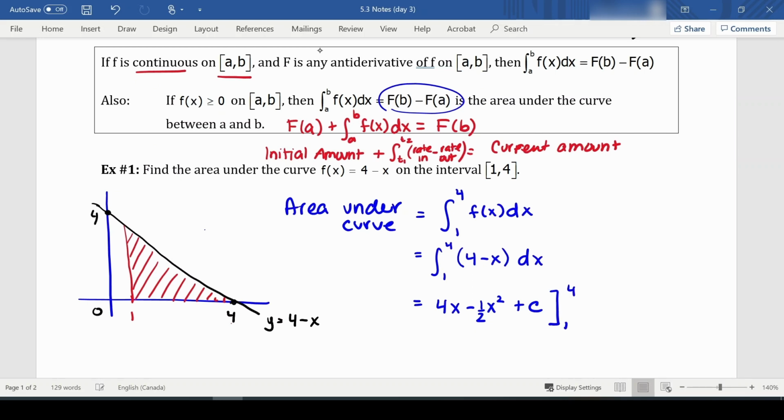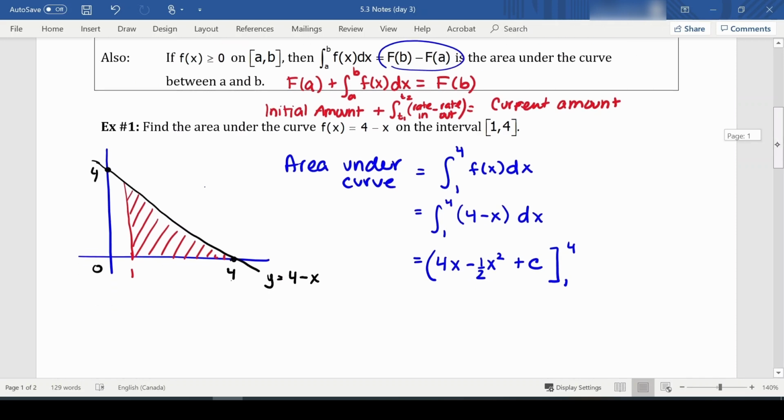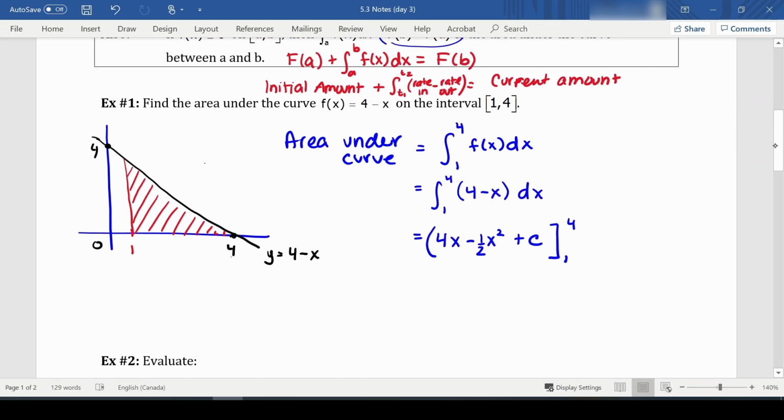So this is what the notation looks like. Often you'll include a round bracket to the left. Sometimes you'll put the whole thing in round brackets. But this notation at the end says we're going to evaluate from 1 and end at 4.